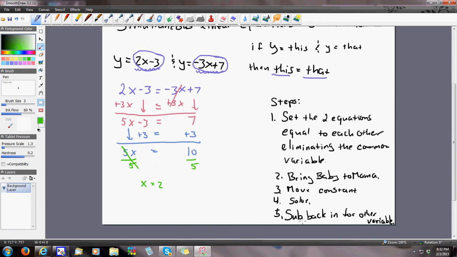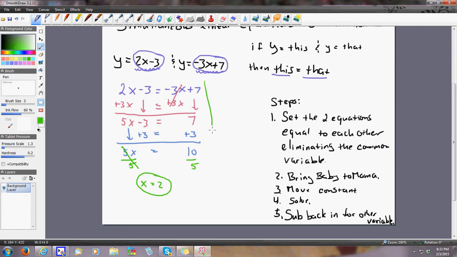Well, the very last thing you have to do, and I ran out of space, was to sub back in for the other variable. What I mean by that is I'm going to take my answer, x equals 2, and go back up to the top. I have y equals 2x minus 3, but I just found out that x equals 2. So what's 2 times 2? It's 4. 4 minus 3, and so I get y equals 1. So when x equals 2, y equals 1.